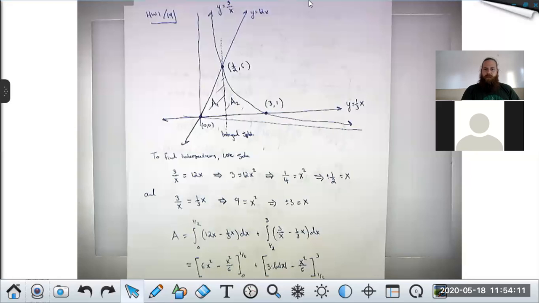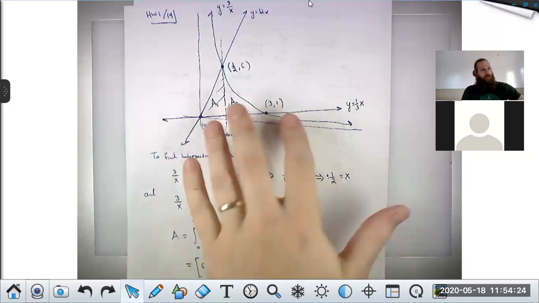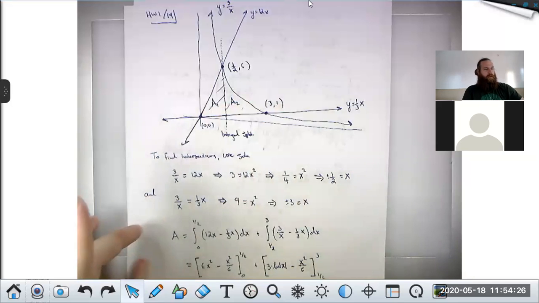This is a good test caliber problem. This is about the level of difficulty, if I were to put an area between curves problem on a test, that you would expect to find there. And the way it would usually break down is about 1/3 of the credit would go to the picture, about 1/3 of the credit would go to the correct integral setup, and then about 1/3 of the credit would go to the correct evaluation.